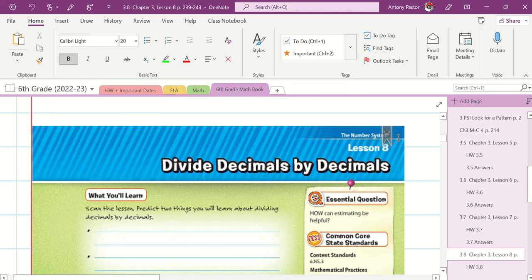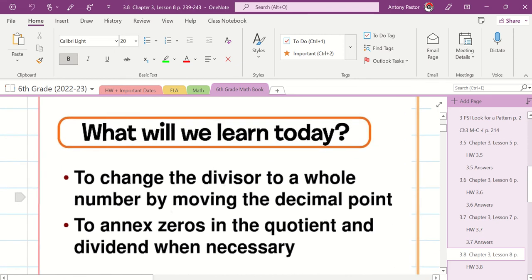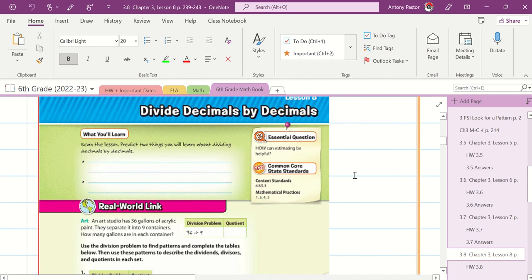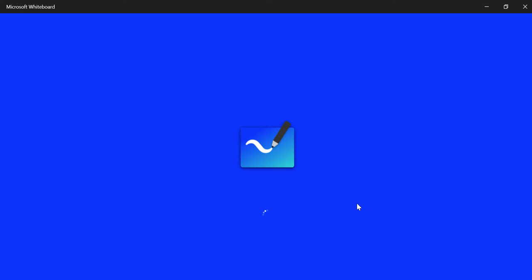P. Today we are doing Chapter 3, Lesson 8, 6th grade math. We are going to be dividing decimals by decimals. Today what we are going to learn is to change the divisor to a whole number by moving the decimal point. And we're also going to learn how to annex zeros in the quotient and dividend when necessary. Before we go to the book, we're going to do a few examples.